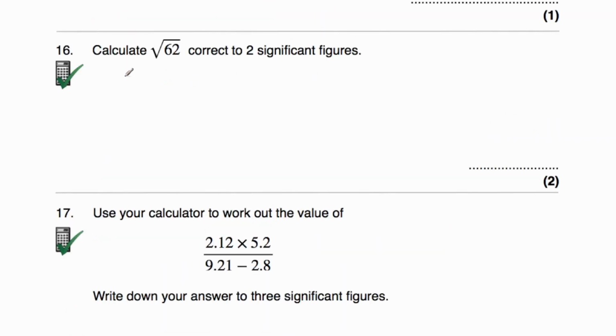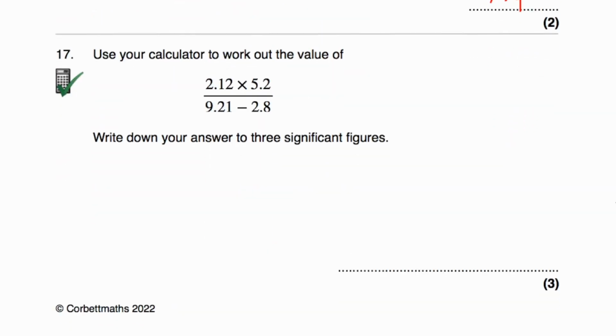Question number 16 says, work out the square root of 62, correct to two significant figures. So whenever I type in the square root of 62 in my calculator, I get the square root of 62. And then I'm going to convert that to decimal, and that's going to give me 7.8740078774, and so on. Now we want to round that to two significant figures. So in this case, we're either going to have 7.8 or 7.9. Now you can see the digit after the 8 is a 7, so that means we're going to round up. It's closer to 7.9 than it is to 7.8, so our answer is 7.9.